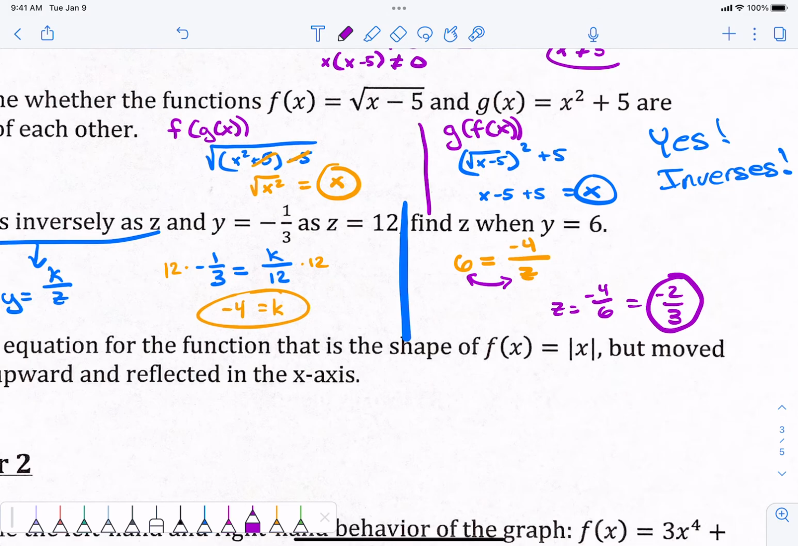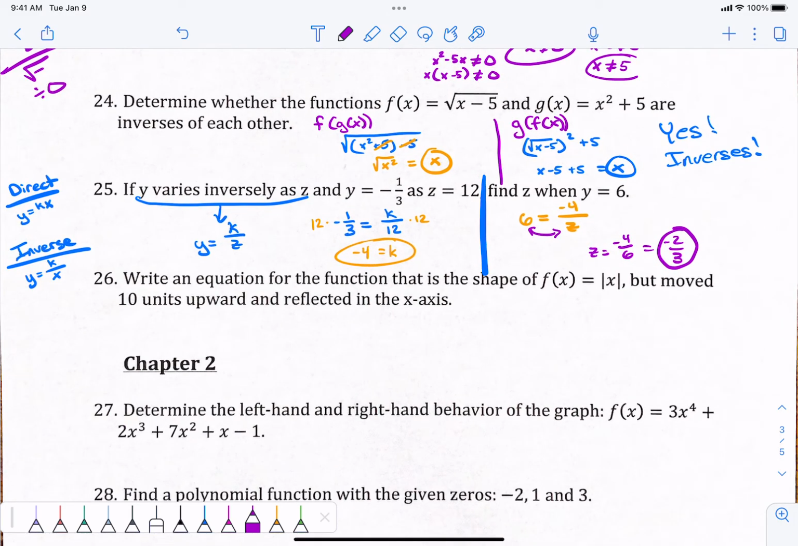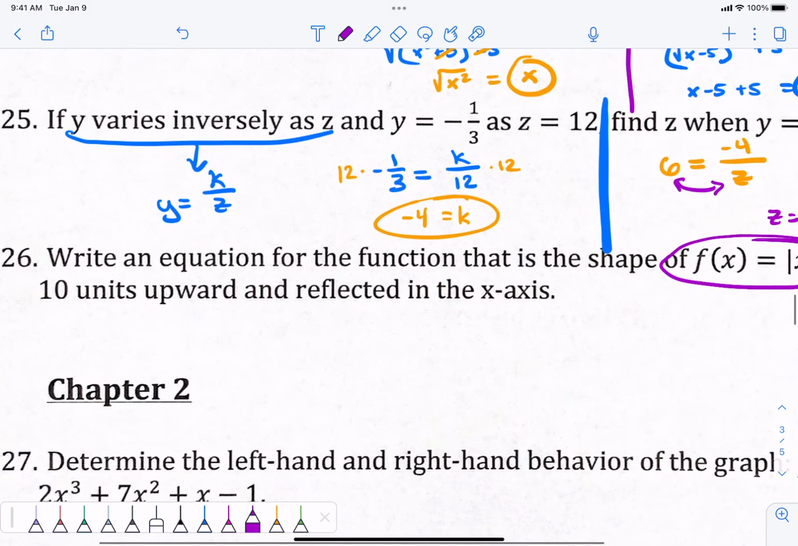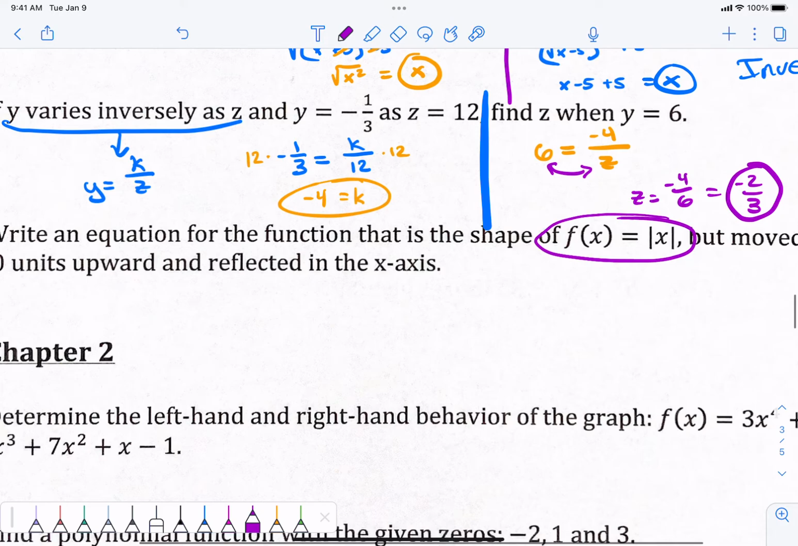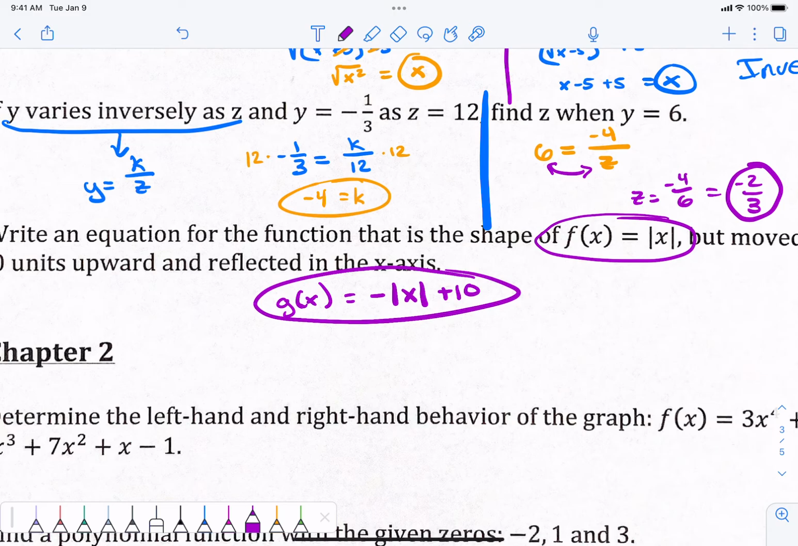Keep going? Yes. Write an equation for the function that is the shape of the absolute value, but move 10 up and reflect it over the x-axis. Negative on the outside plus 10 on the outside. Okay, so let's call this g of x. The x-axis reflection is a negative on the outside, and shift it up 10. There you go.